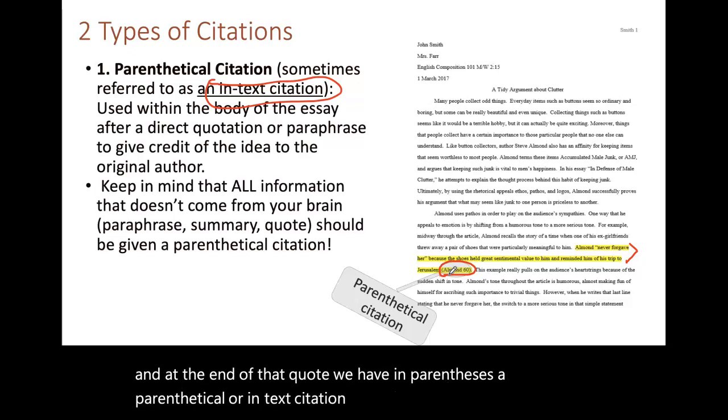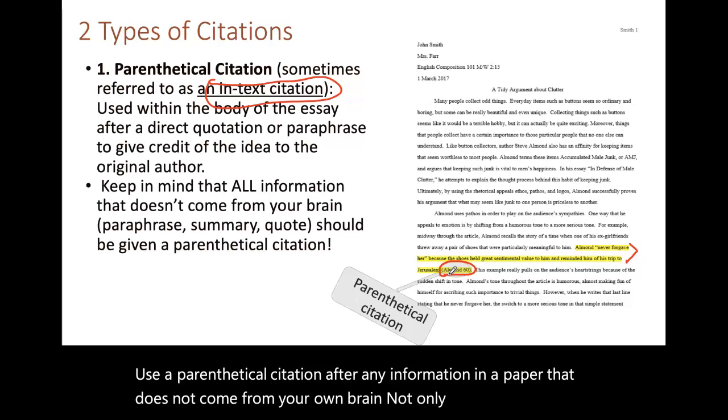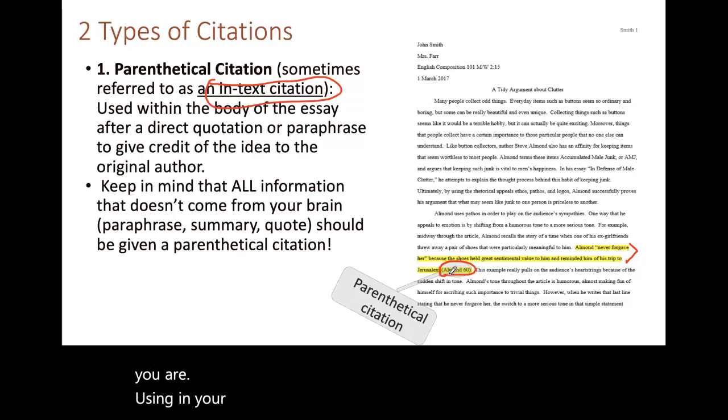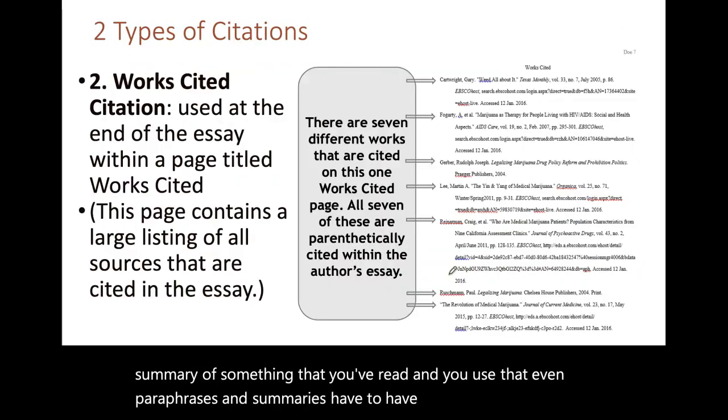Now, you should use a parenthetical citation after any information in a paper that does not come from your own brain. Not only are you citing direct quotes from an author, but you're citing the idea that you are using in your paper. So if you have a direct quote or a paraphrase or a summary of something that you've read and you use that, even paraphrases and summaries have to have parenthetical citations.